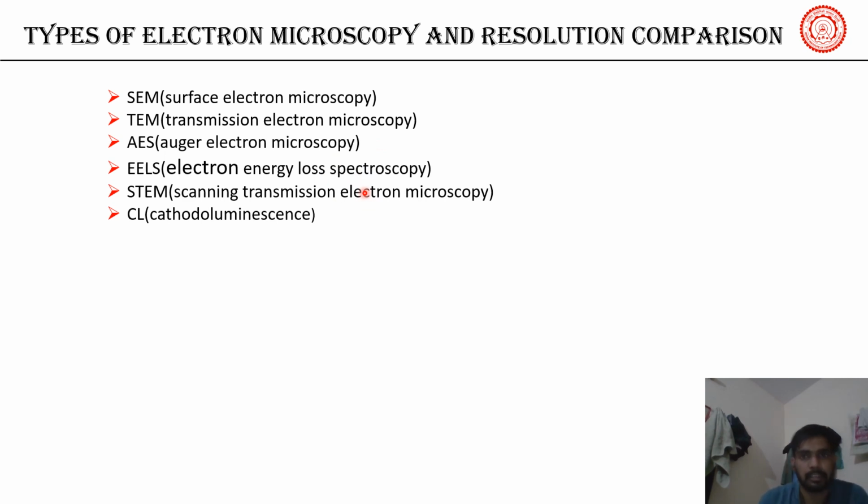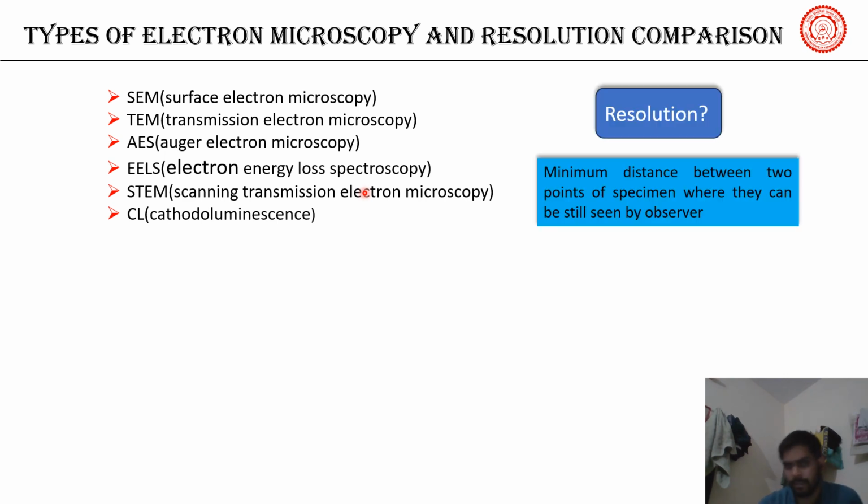Now coming to the next section: what is resolution? Basically, resolution is the minimum distance up to which we can visualize two closely spaced objects. This is what we call resolution.